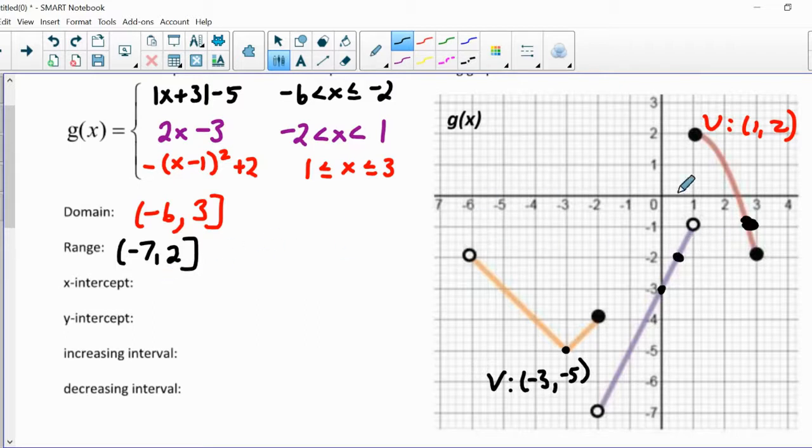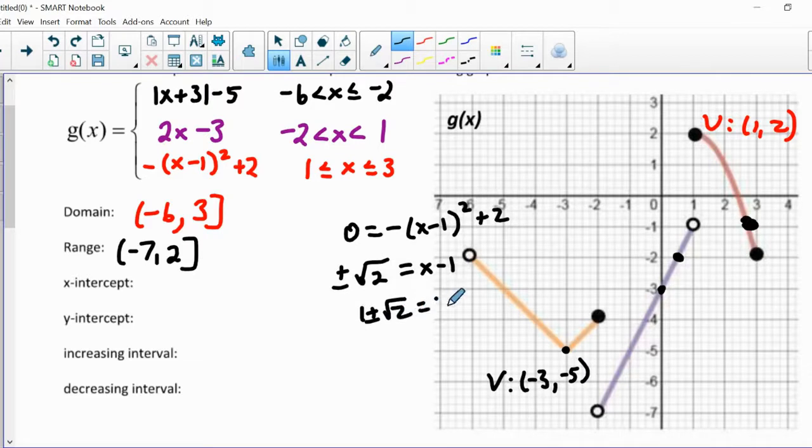There is an x-intercept at, well, I have to actually find this x-intercept. So I substitute 0 in for g of x. So 0 equals negative (x minus 1) squared plus 2. So I subtract 2 and divide by -1 and take a square root. I get square root of 2 equals x minus 1, so plus or minus. So I would get 1 plus or minus the square root of 2 equals x. That would be how I solve this in algebra.